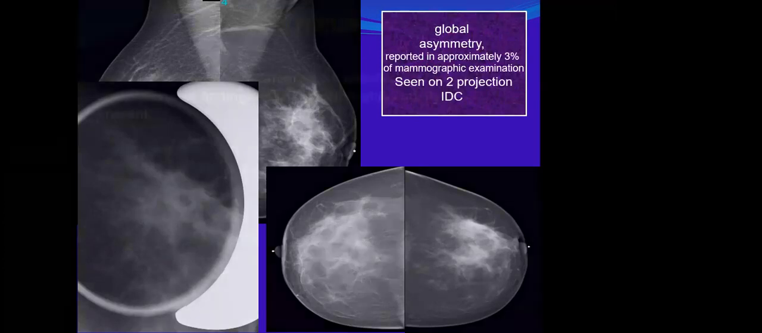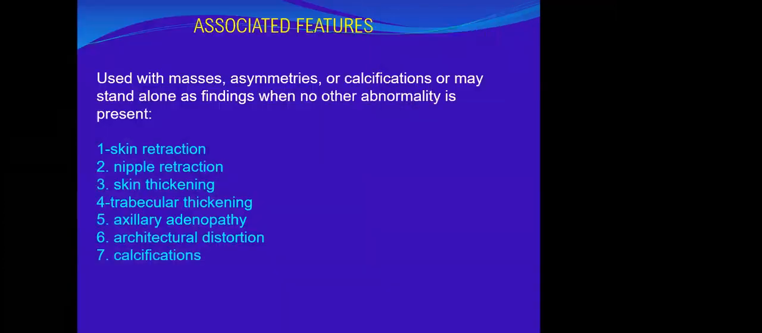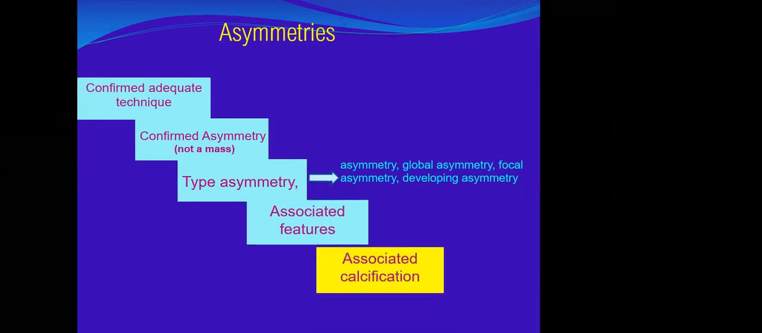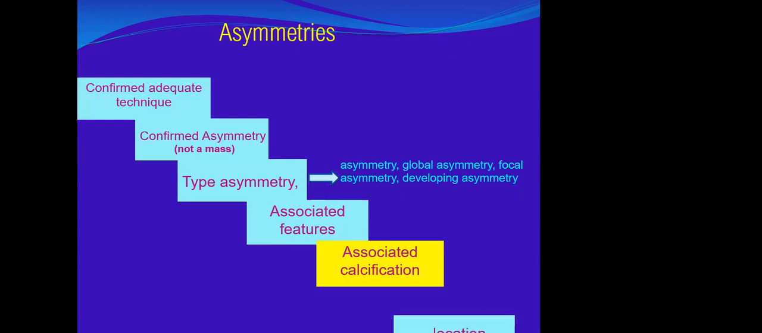Okay. So the associated features we described before: skin thickening, nipple retraction, skin retraction, trabecular thickening, axillary adenopathy, architectural distortion, calcifications. All these we have to consider while evaluating the asymmetry. So we went through the associated features. Let us see the associated calcifications, also part of the associated features.